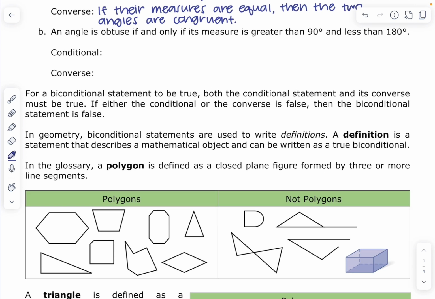All right, for a biconditional statement to be true, both the conditional statement and its converse must be true. If either of those, the conditional or the converse, are false, then the biconditional statement is false. In geometry, biconditional statements are used to write definitions, and a definition is a statement that describes a mathematical object and can be written as a true biconditional. In our glossary, a polygon is defined as a closed plane figure formed by three or more line segments.